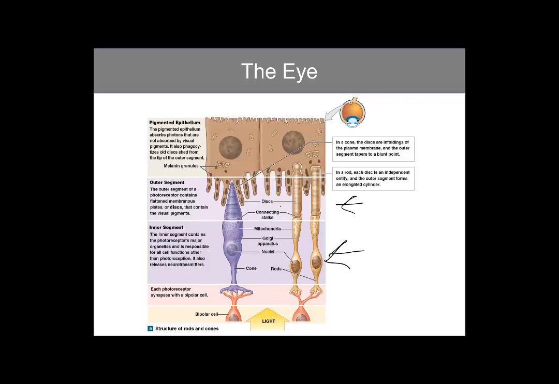The outer segment tends to be closely associated with the pigmented epithelium. It's this epithelium that absorbs photons that are not absorbed by these pigments. And they also phagocytize old discs that are shed from the tips of these outer segments from these photoreceptors. Each photoreceptor synapses with a bipolar cell, and that's pretty much the retina.